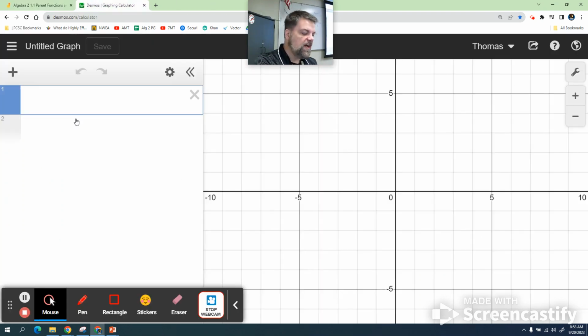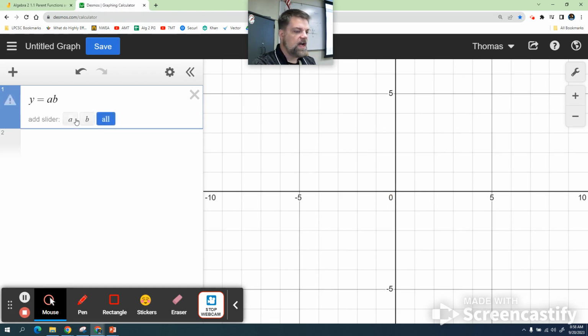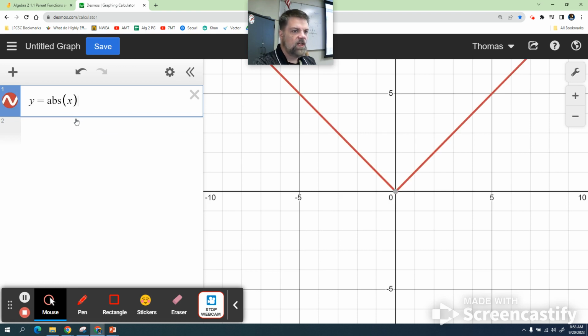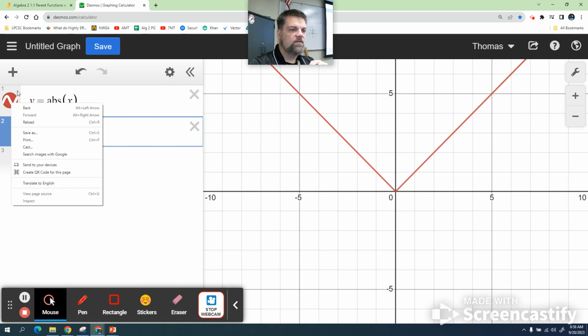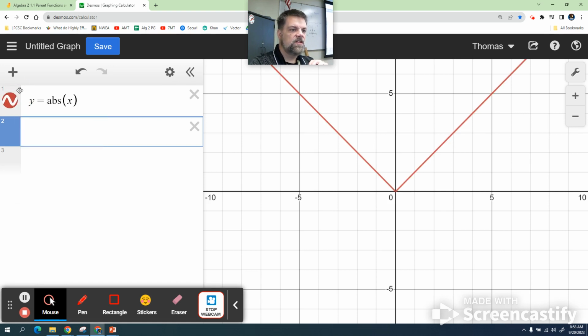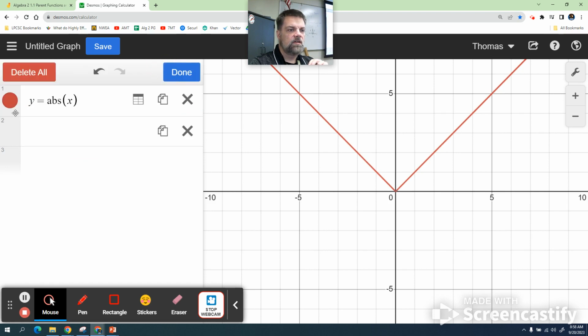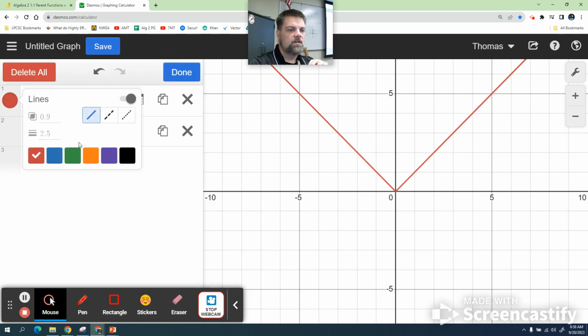So let's do this. This is how you graph this in Desmos, this is just a regular absolute value function, ABS in Desmos. There it is. And to make it look like our actual example, I've got to remember how to change the color. I can't remember how to do it. Yeah, there we go.